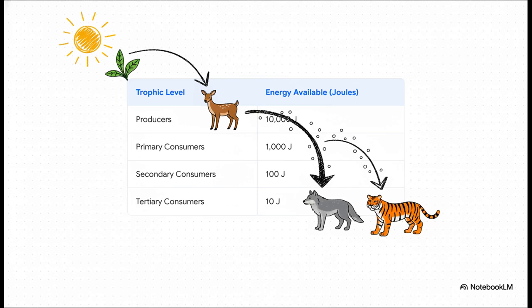Do you see how little energy is available at the top? This is exactly why food chains have only 3 or 4 trophic levels. There isn't enough energy left to support more levels.